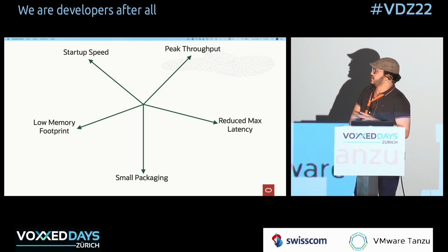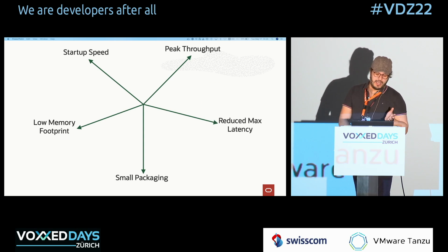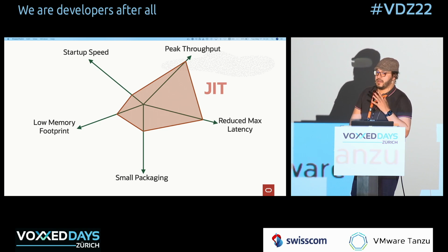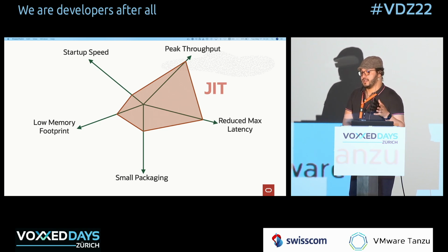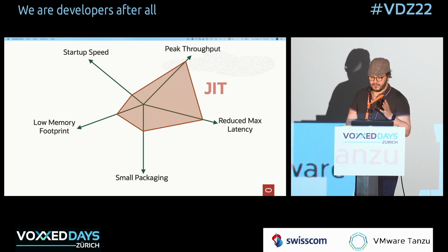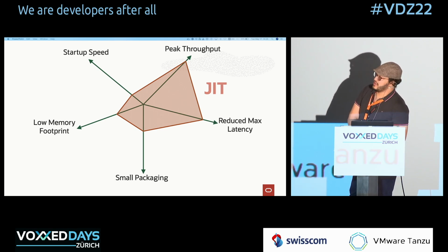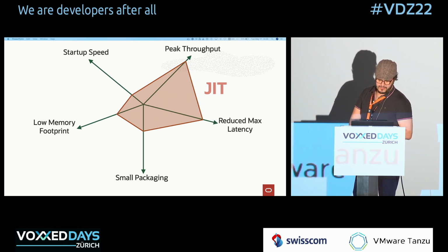Now we can actually measure performance in different ways, right? In JIT mode, if you use the JVM, you're getting more peak performance because you have a lot of optimization at runtime going on. The same goes for reduced max latency, but your startup time is slow. The memory footprint is big because you're using a lot of it just for the JVM. And then the packaging of your application will include the JVM and not just your application.